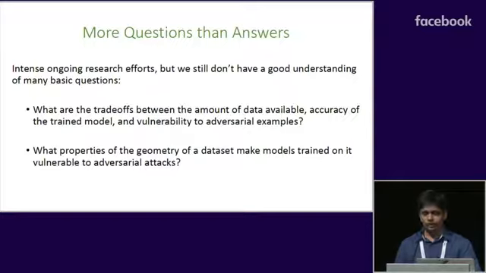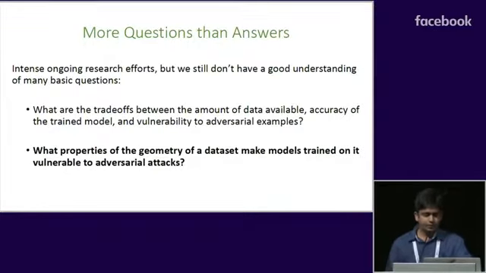Moreover, we don't have a good understanding of many basic questions in this area. For example, what are the trade-offs between the amount of data available, accuracy of the trained model, and vulnerability to adversarial examples? I believe there's going to be another talk in this session that discusses some aspects of this question. Another very basic question is, what properties of the geometry of a data set make models trained on it vulnerable to adversarial attacks? This problem was one of the motivations behind our work, and we try to understand it by looking at the simpler objective of finding adversarially robust features.